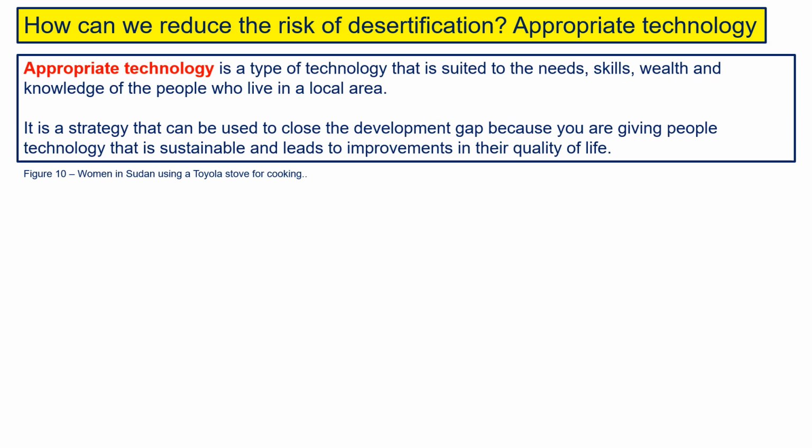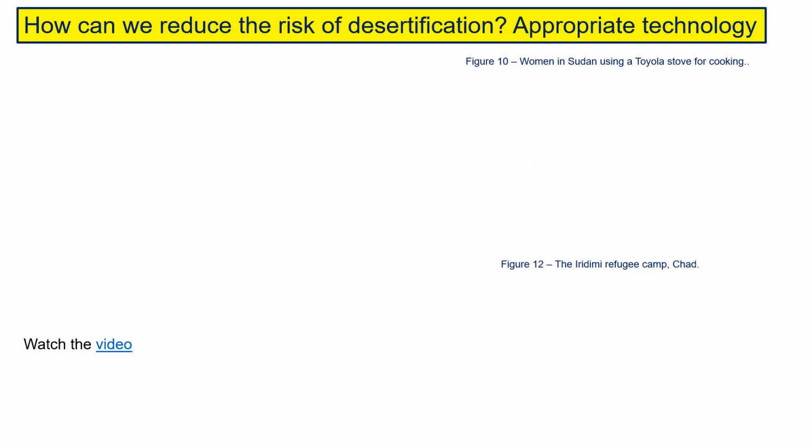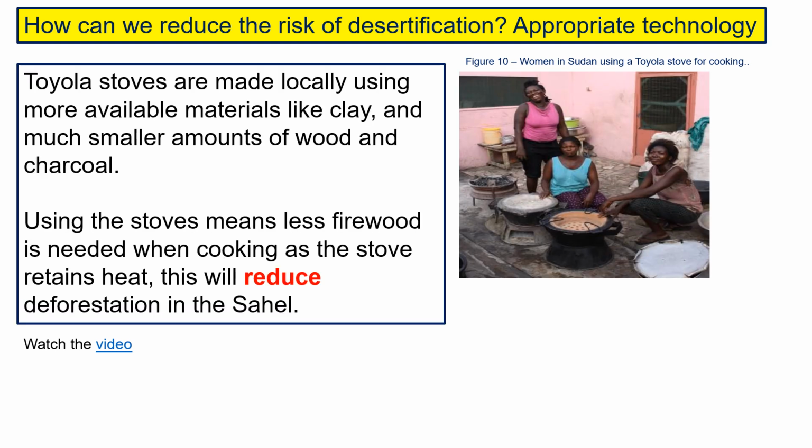Another strategy to stop desertification is appropriate technology. This is technology which is suited to the needs, skills and wealth of people, and this is a Toyola stove. A Toyola stove is a clay cooking utensil, pot I should say, and it requires less firewood. So as it requires less firewood, it means less trees are cut down. As less trees are cut down, the roots can hold the soil in place, preventing soil erosion, so the soil is not blown away and doesn't turn to desert.